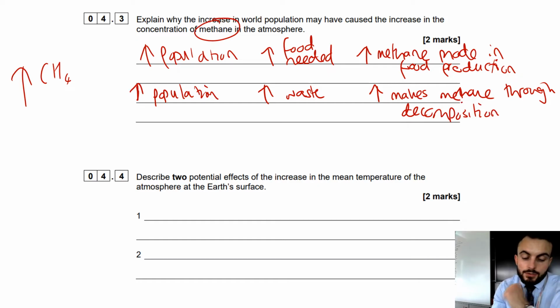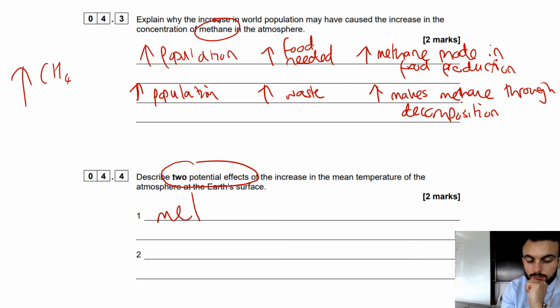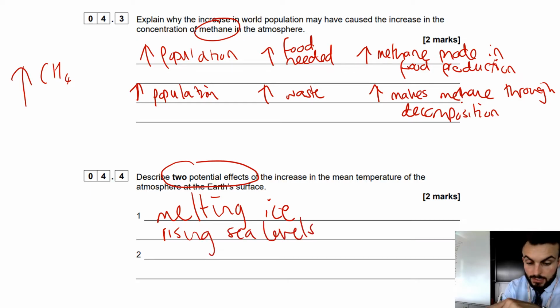Next one, describe two potential effects of the increase in the mean temperature of the atmosphere at the Earth's surface. This is talking about effects, not what causes it. So as the temperature increases, what happens as a result? These are more common sense: melting ice, therefore rising sea levels. That's 2 marks already, but there's more.